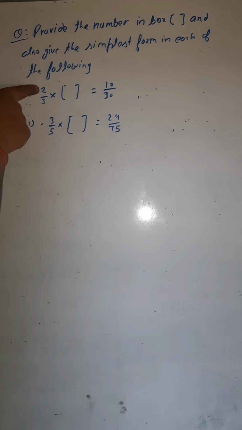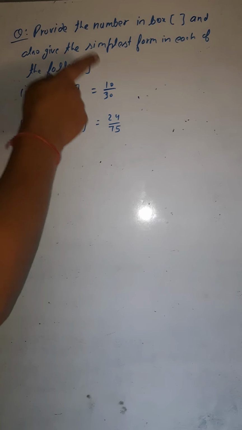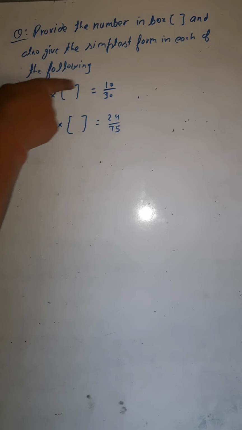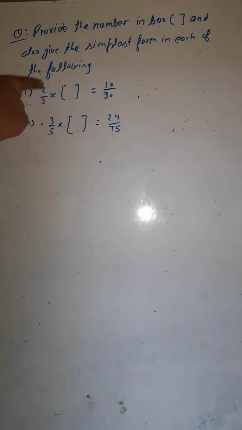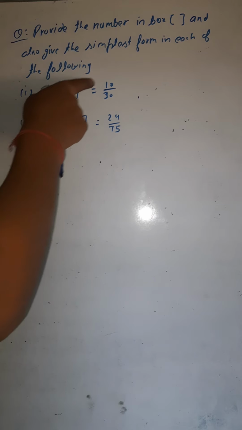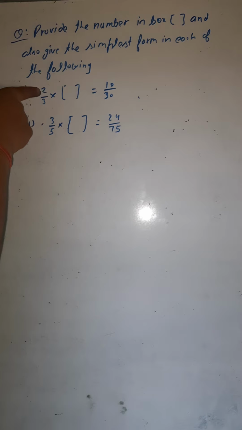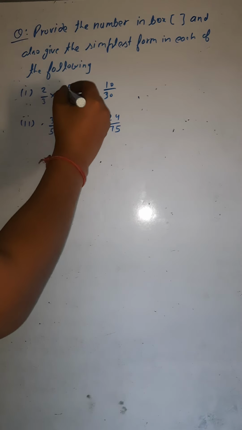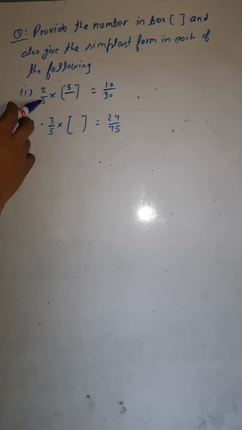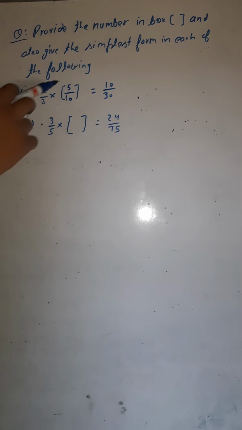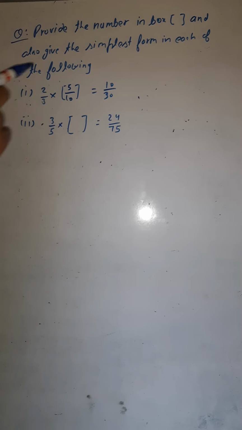If you see 2 and here it is 10, so 2 times 5 is 10. It means you are multiplying this 2 by 5. If you are multiplying 2 by 5 upside, then by 5 you are going to multiply downside also. Are you getting this? So which number should I write here so that it becomes 10 by 30? Upside you are multiplying by 5, and downside by how much? 3 times 10 is 30. So downside you are multiplying by 10. So the answer would be 5 by 10. That is the number that would come in the box.